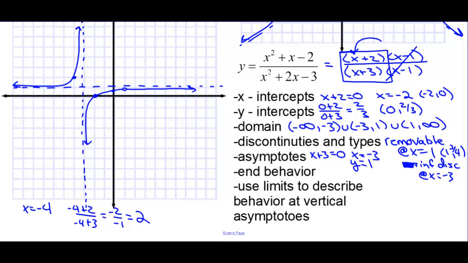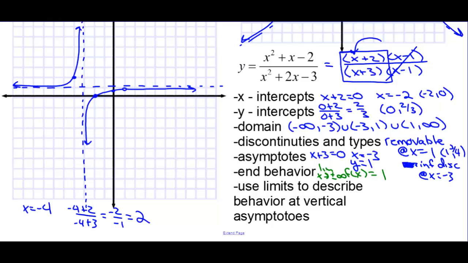And I can say, because I have a horizontal asymptote, I can sum it up and say the limit as x approaches plus or minus infinity of the function is equal to 1. So there's the end behavior. Happens to be exactly the same on both sides, so I can sum it up in one statement.